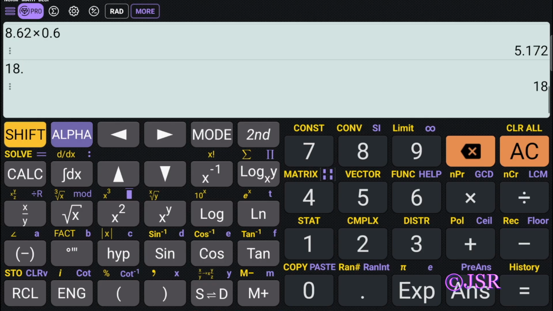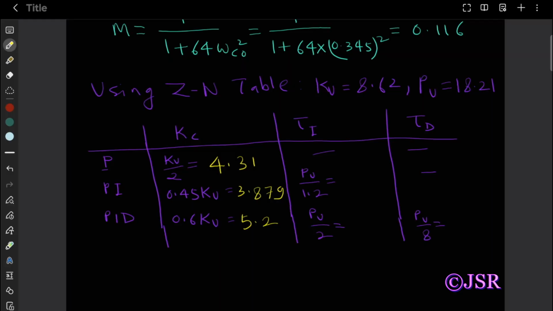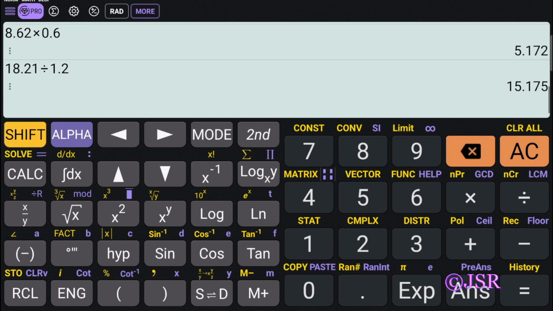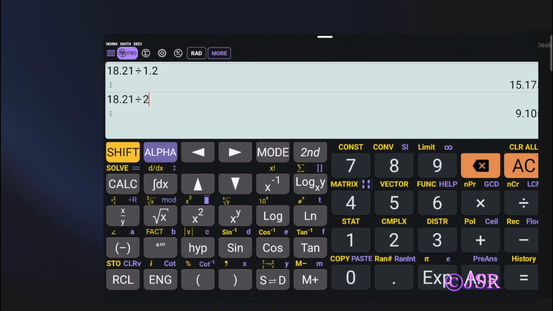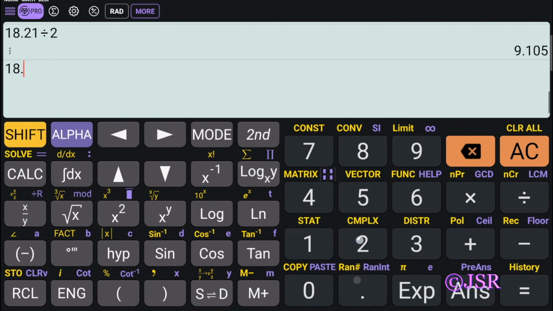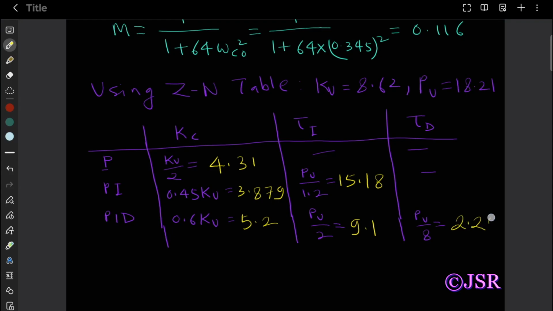Similarly, for PI controller, tau I will be 18.21 divided by 1.2. For PID controller, 18.21 divided by 2. So this will be 9.1. And next, 18.21 divided by 8, we will be having 2.28. So for the system A, we have found different types of parameter Kc, tau I and tau D for 3 different controllers P, PI, PID.